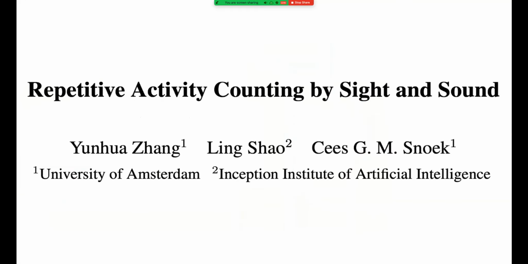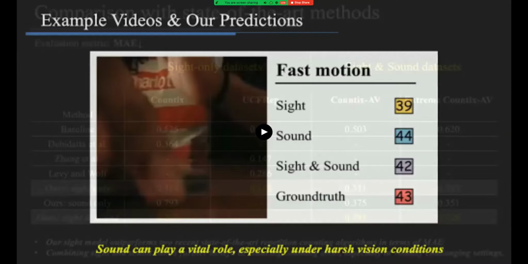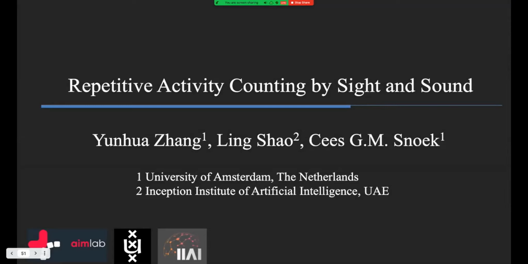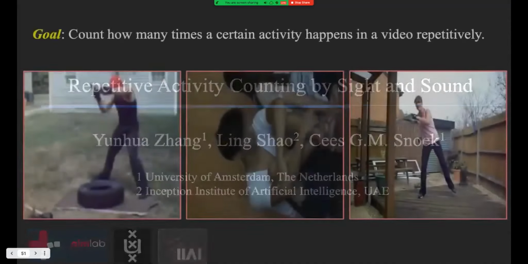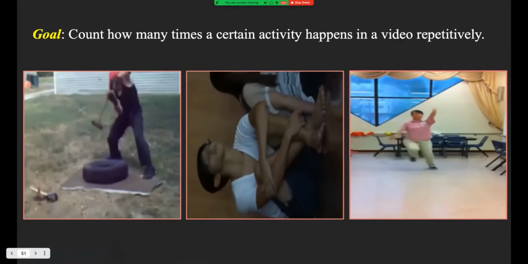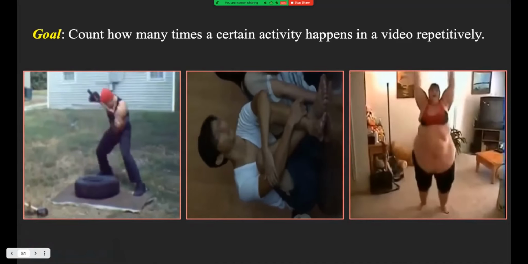So the next paper is called Repetitive Activity Counting by Sight and Sound, and Yunhua will present the work. This video presents the work Repetitive Activity Counting by Sight and Sound. The goal is to count how many times a certain activity happens in a video repetitively. Here are some example videos.